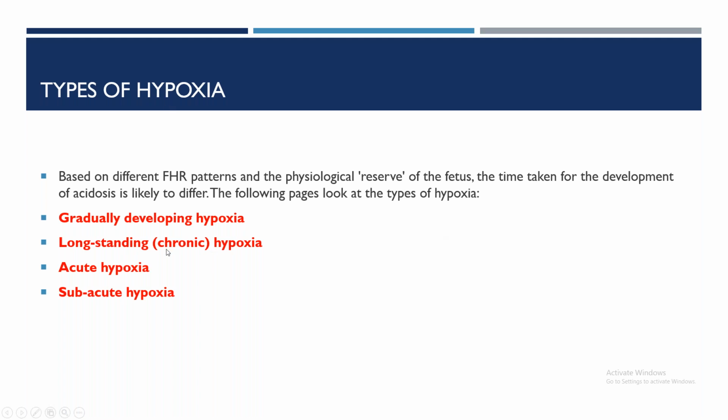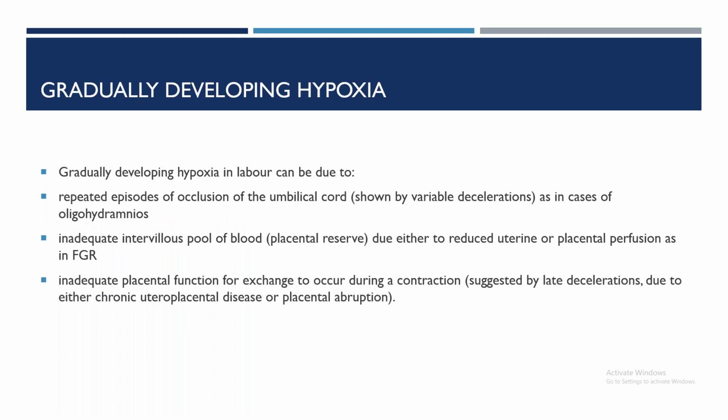So there are these 4 types of hypoxia which have been described. One is gradually developing hypoxia, another is long-standing hypoxia, acute hypoxia, and subacute hypoxia. So we will see one by one. So what happens in gradually developing hypoxia?